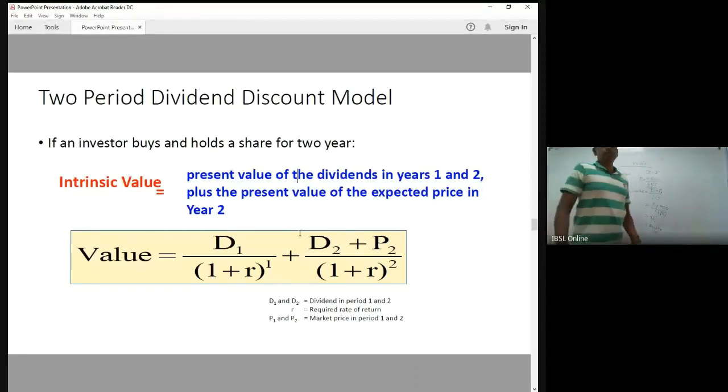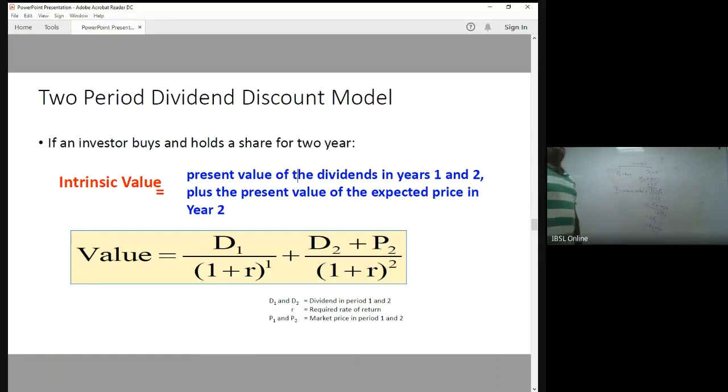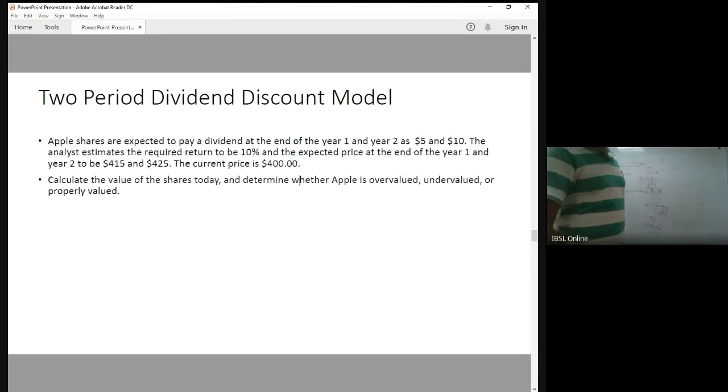Then the 2-period dividend discount model. That means you hold on for 2 years. If an investor buys and holds a share for 2 years, the intrinsic value is an extension of what we just did. It is the dividend that you receive in the first year, plus the dividend that you receive in the second year, and the selling price at the end of the second year. Let's try this example.